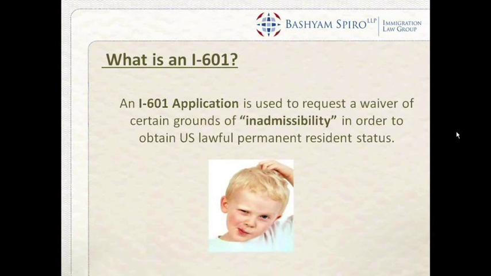When someone's trying to get U.S. lawful permanent resident status, there is a longer list of reasons that can prevent someone from getting permanent resident status. These are called grounds of inadmissibility, meaning that the person who wants to become a permanent resident is inadmissible to the United States. Some of these, there's nothing that can be done, but others, there is an application that you can file to try to waive that ground of inadmissibility. That application is an I601 application.